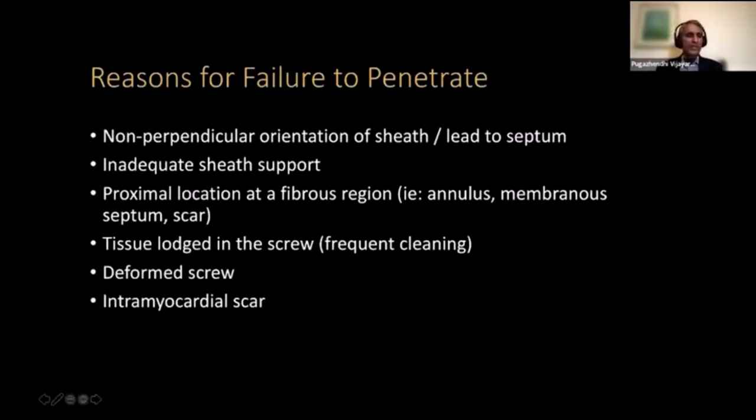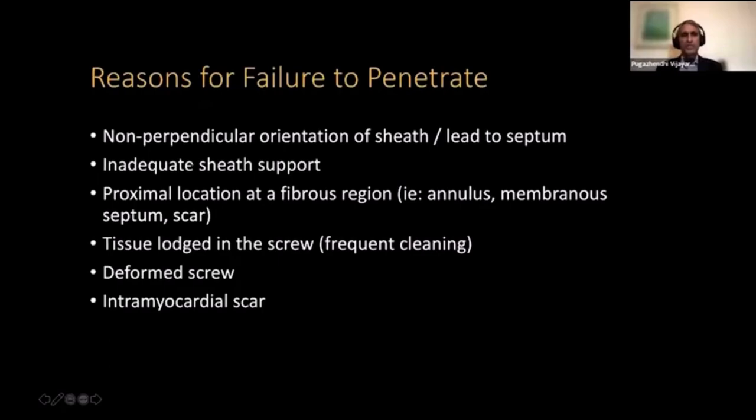So why do you fail to penetrate? So often the lead is in a non-perpendicular orientation. The sheath is not, and the lead is not perpendicular. It's sitting at an angle. And when you rotate, it's not able to penetrate, and it captures some of the fibrous tissue and gets stuck into the screw, and you're not able to advance.